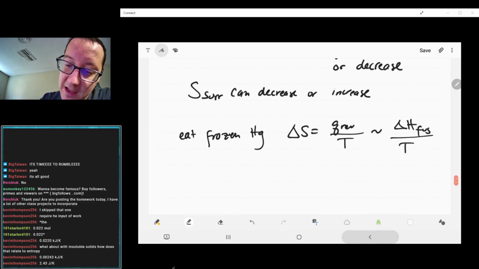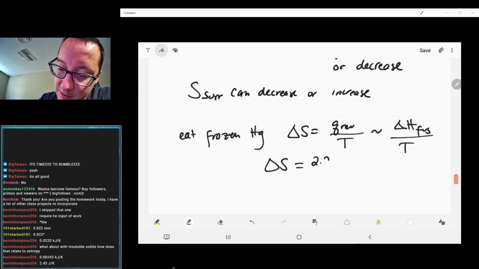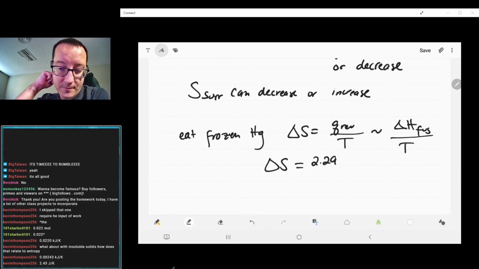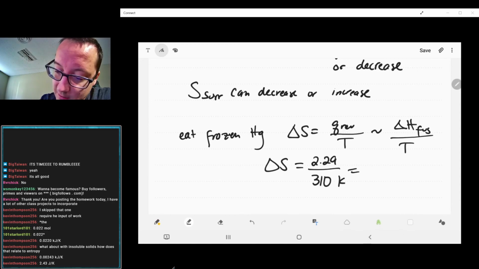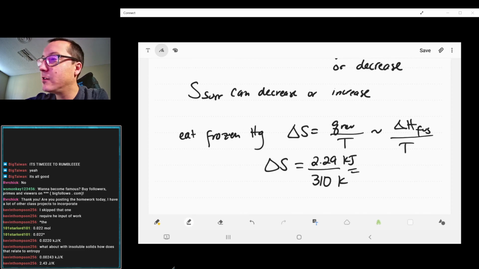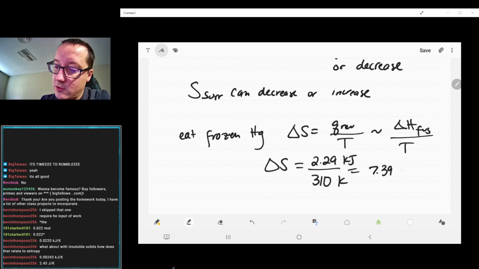If we see what it's going to happen, was what, 2.29? So we're eating ice, mercury ice, so it's going to be positive. If you put that at 310 Kelvin, what's the answer going to be? I can do this before Kevin, maybe. 2.29 divided by 310. 7.39 joules per Kelvin. Positive, yeah?